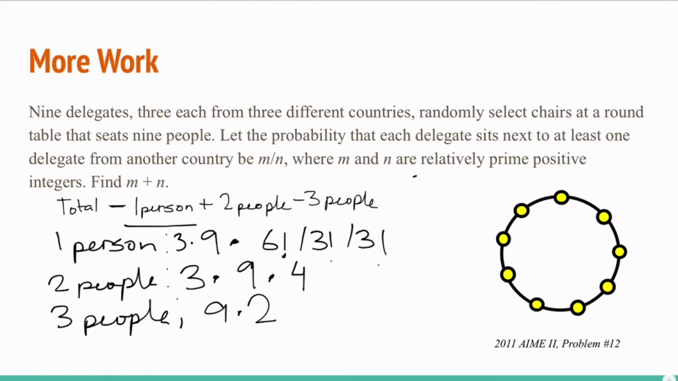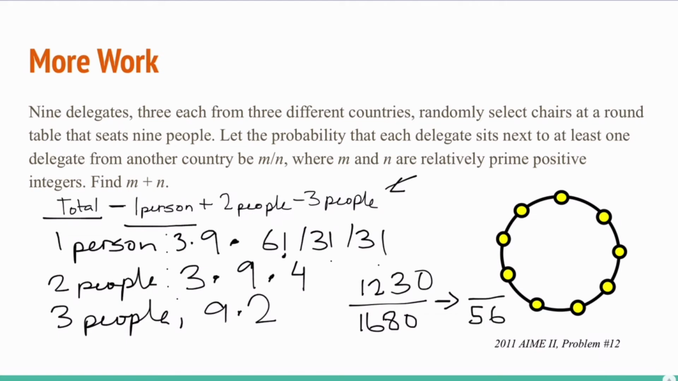Now, if we apply the formula, we get that the total number of ways is 1230. And the total possible combinations are 1680. Simplifying this, we get that our final answer is 41/56. And if we add m and n, our answer is 97.